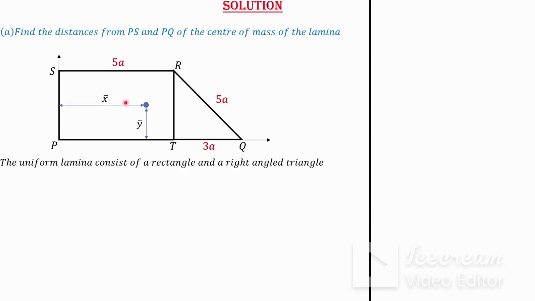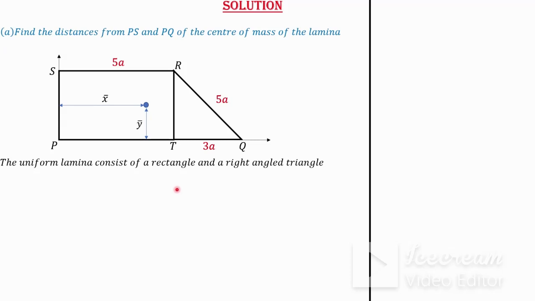We are going to represent those distances as X bar and Y bar, where X bar is the distance from PS of the center of mass of the lamina, and Y bar is the distance from PQ of the center of mass of the lamina. To do this you have to come out with a table. This table will help us easily get the values of X bar and Y bar.